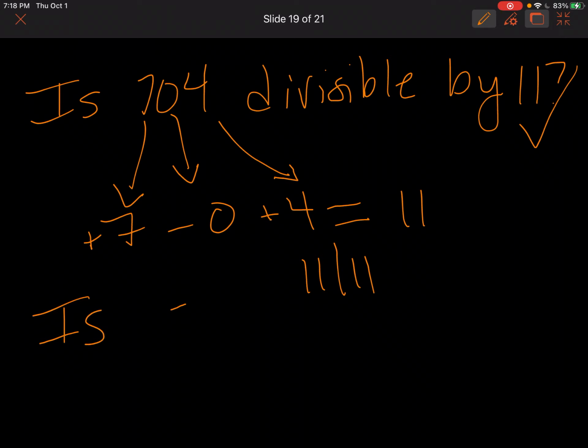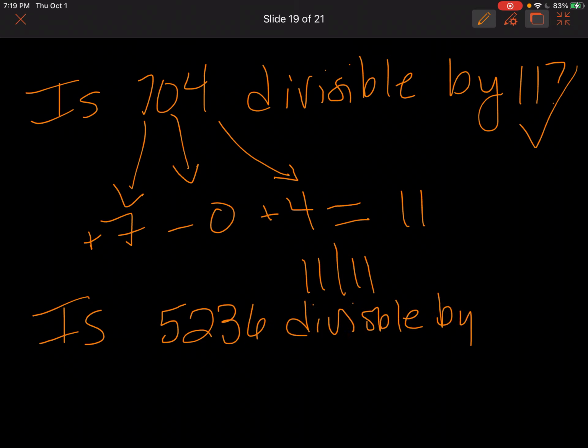Is 5,236 divisible by 11? Well, we have plus 6. That 6 is hard to see. Minus 3, plus 2, minus 5. And so that's what I mean by alternating sum. We have plus, minus, starting from the right.